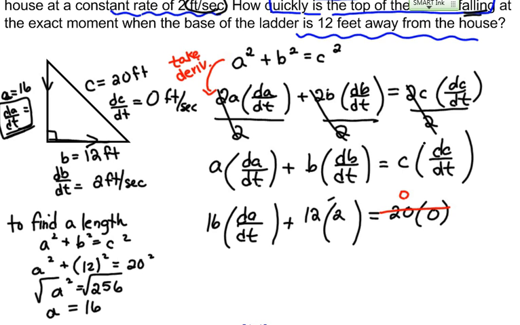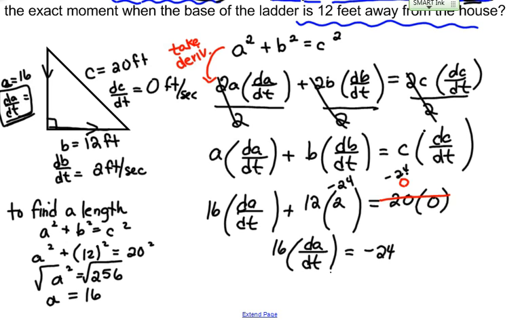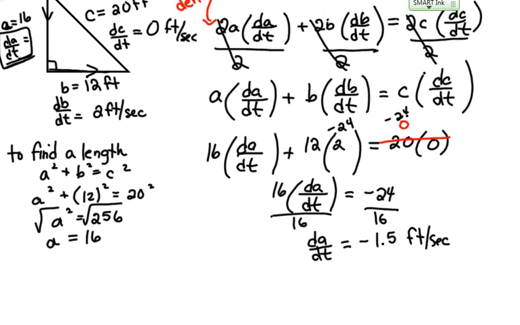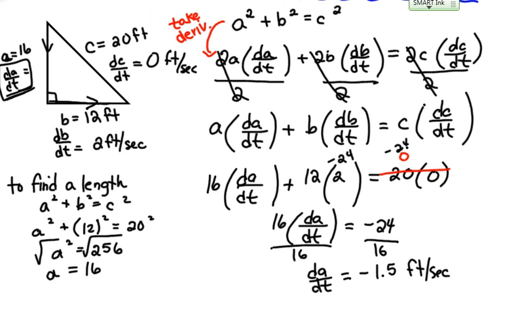So the nice thing about this is 20 times 0 is still going to be 0 on this side. 12 times 2 is 24, so we'll subtract that to the other side. So we have 16 times the derivative of a with respect to time is equal to negative 24. Dividing by 16, the derivative of a with respect to time is equal to negative 1.5, and this is in feet per second. Any questions?